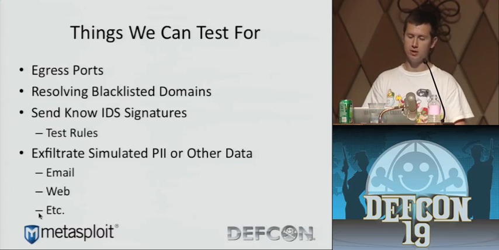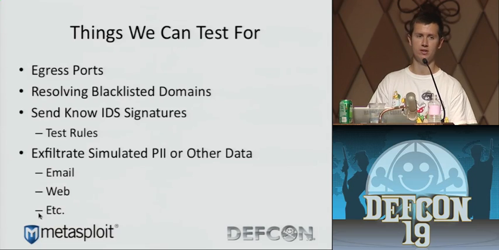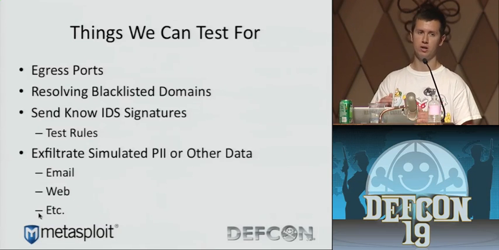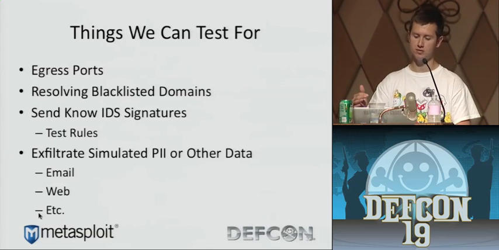Resolving blacklisted domains is another one, so I don't need to drop malware to do it. I can use vSploit to test these sorts of things. Sending known IDS signatures, that's another one that's in there, and that can also help in the pen test because then I can know what I might be able to get through if it was an IPS rather than IDS. So we can send sets of rules, see how it behaves.